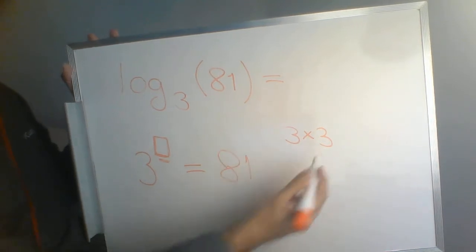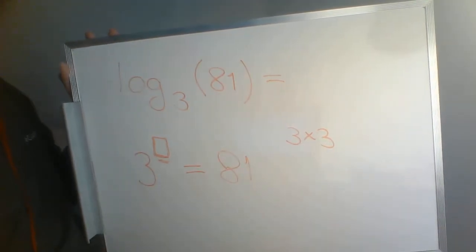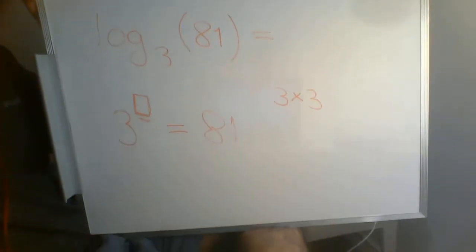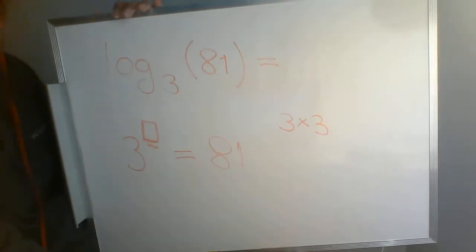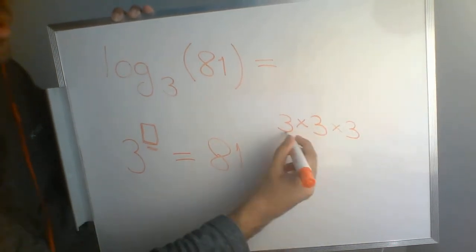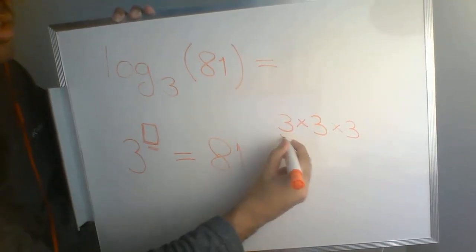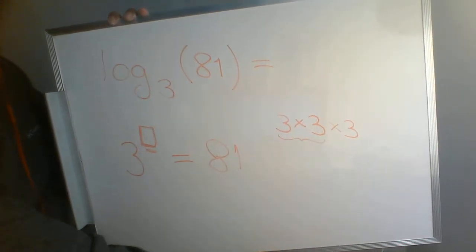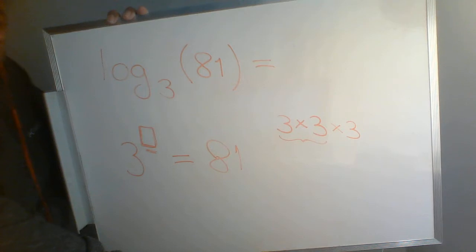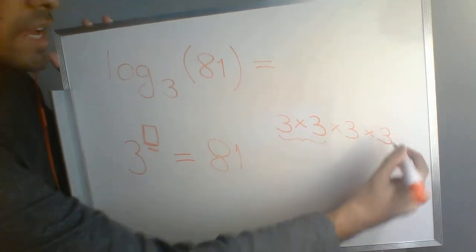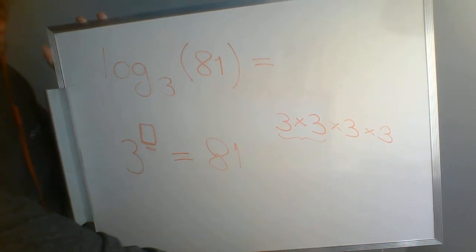Now we know 3 times 3 is 9, so having just 2 3's being multiplied together is not going to be enough to get us the answer that we're looking for. So if we throw in another 3, then that'll be 3 times 3 times 3. This part here is 9, so it'll be 9 times 3, which is 27, which is still not enough. So we're going to add in another 3 there. I say add in, but I mean we're going to multiply another 3 into that.